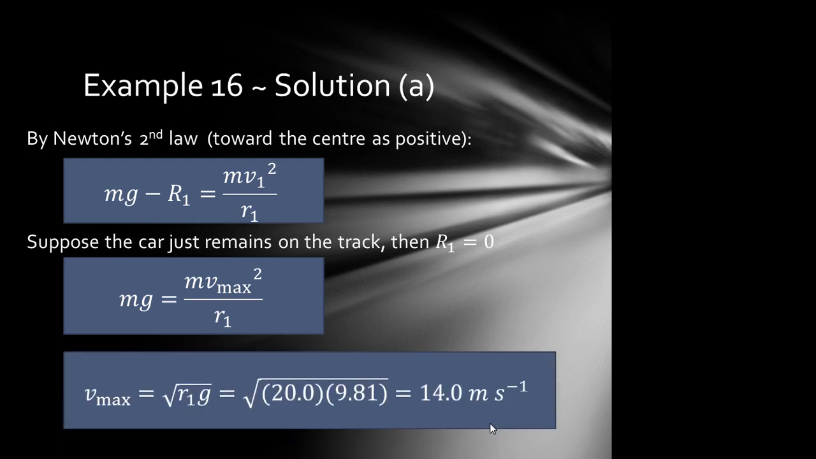So we substitute into the equation the other values of the radius and g. We end up with 14 meters per second. So if the roller coaster car travels faster than that, it will lift off the surface. Yeah, it would fly. Precisely.